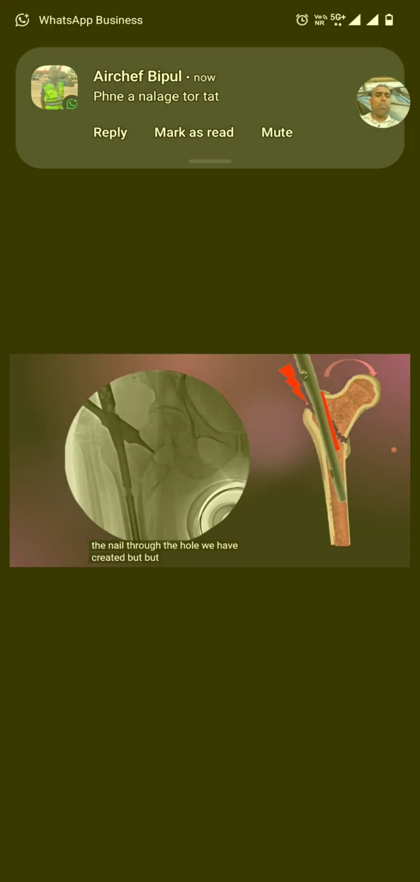And the next step would be to guide the nail through the hole we have created. But what happens? Because the bone that was lateral to the trochanter was fragile, it breaks and the nail now enters through the fracture site. Because it has entered through the fracture site, it will push the proximal fragment medially because of the hoop stress around the nail. So the proximal fragment or the medial fragment will migrate medially and will tilt in a varus direction.